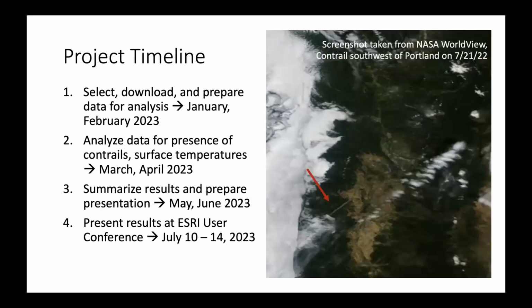And so then for my timeline, in January and February, we're going to be shopping for data, downloading it, preparing it for analysis. And then later on in the spring, we'll start analyzing the data for the presence of contrails and looking at the surface temperatures. Towards the end of spring and early summer, May, June, we'll start to summarize the results and prepare the presentation. And then we're looking at presenting the results at the ESRI user conference, which is mid-July.